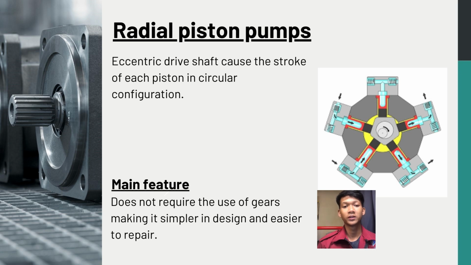Lastly, we are going to look at the radial piston pump. Radial piston pumps work by having an eccentric shaft that causes each stroke of each piston in a circular configuration. Hydraulic fluid under pressure from a pump is fed to each piston through a fluid path in the crankshaft, pressurizing the piston with direct hydraulic pressure from the fluid. When combined with the offset shaft, it produces a turning movement.